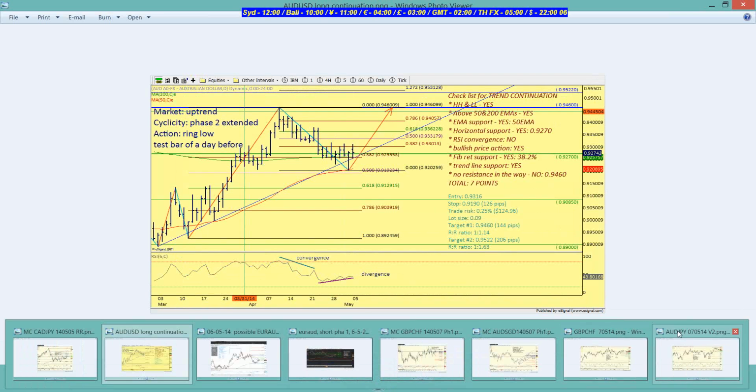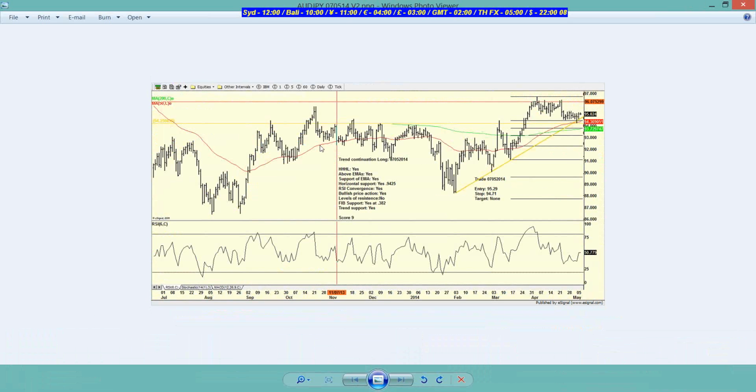Anyway, this is Aussie yen that we're looking at, and the trader is looking to go long off this little ring low here, above support. Bullish price action. It's been a bit sideways with the yen getting a little stronger and the Aussie at the same time. However, scores 9 and there's no reason why you shouldn't.